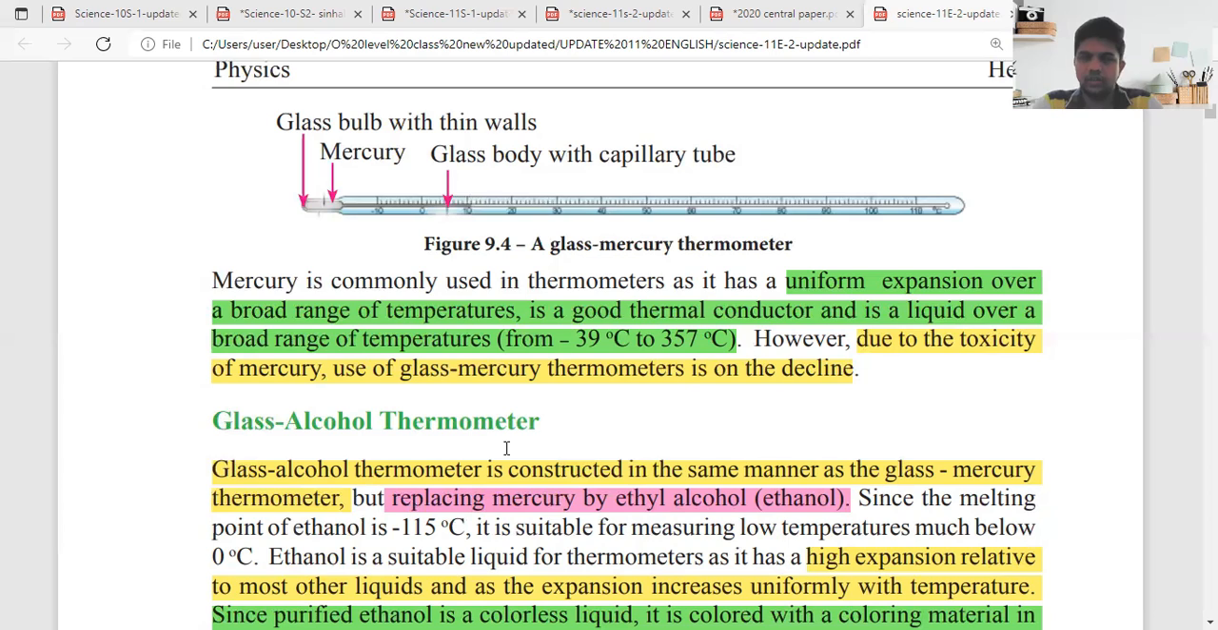Then write down the next point. It is a special, different point. Write it as a question. What is the reason for the decline in the use of mercury thermometers?